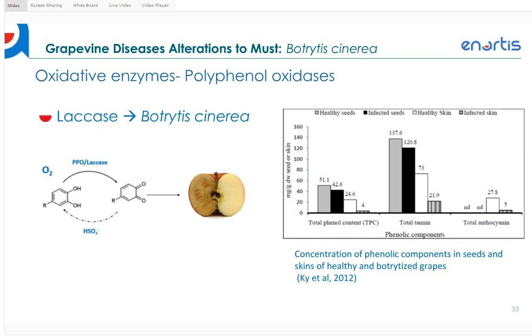This graph here is from the Australian Society of Viticulture and Enology, and what you can see is the total phenol content, total tannin, and total anthocyanin in healthy seeds, infected seeds, healthy skins, and infected skins. And what we can see is that in all incidences of the infected seeds and skins, there was a dramatic loss in phenolic content.